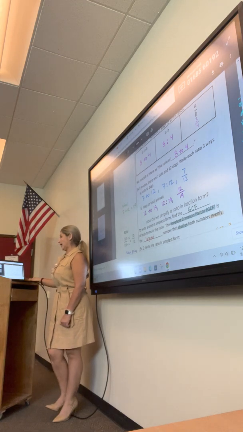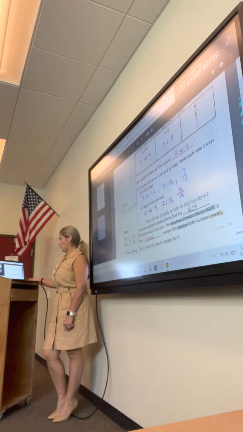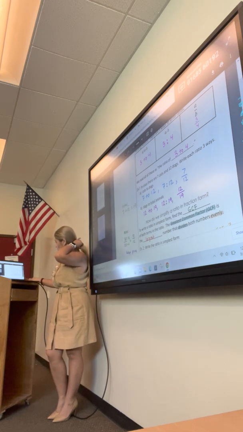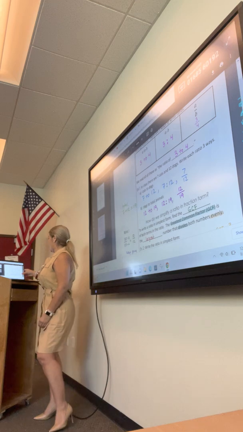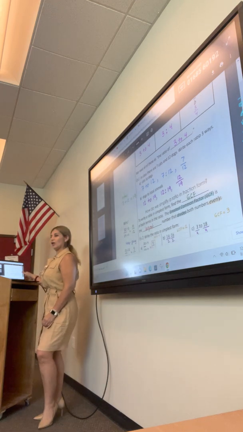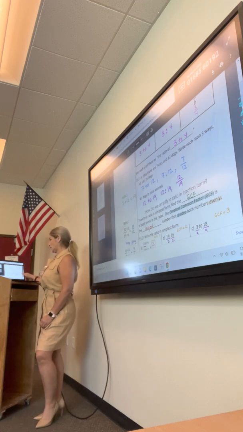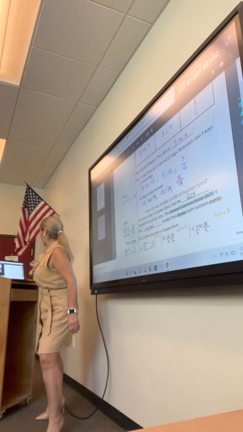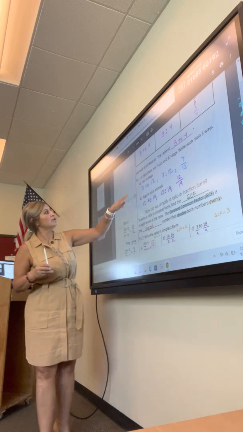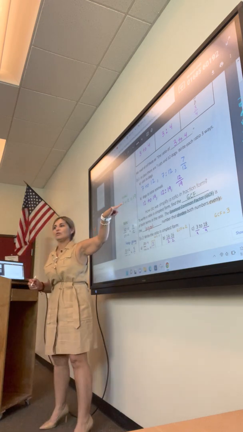Okay, so for A, we have 7 to 12. The ratio of 7 to 12. And the fraction will be 7/12. Okay. For B, dogs to total animals, we have 12 to 19. So the second example will be 12:19 and 12/19. So the total will be 7 plus 12, okay? Here, the total is 7 plus 12 equals 19.